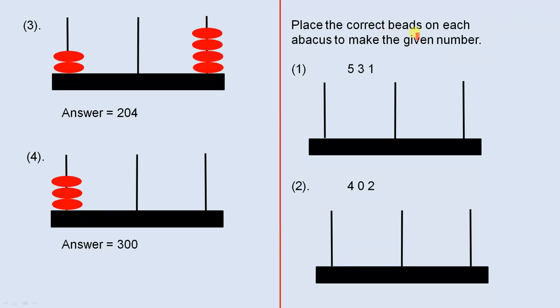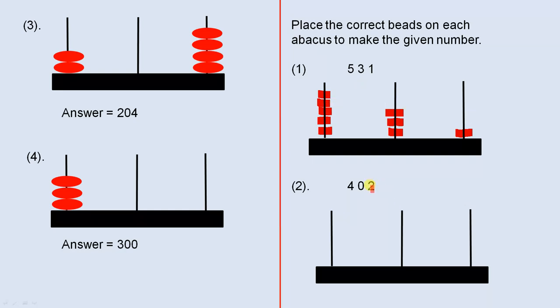Now we're going to place the beads. So place the correct beads on each abacus to make the given number. So 531. So that's the ones column there, and there's only 1 bead. So we'll just do that to represent a bead. The tens rod, or the tens column, has 3 beads. 1, 2, 3. And the hundreds column has 5 beads. 1, 2, 3, 4, 5. So that's 531.